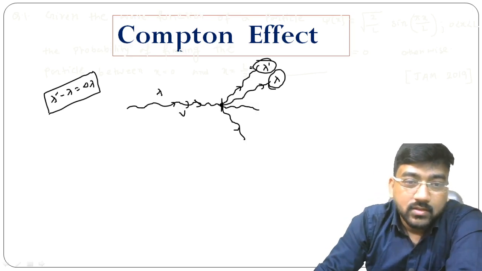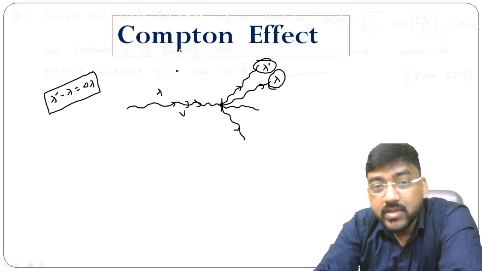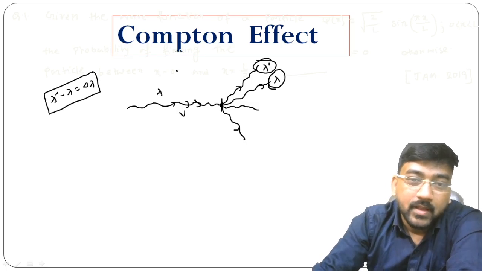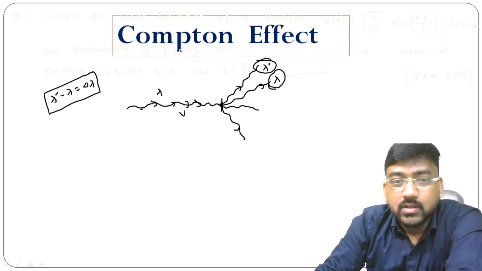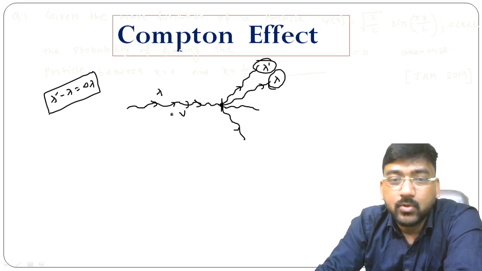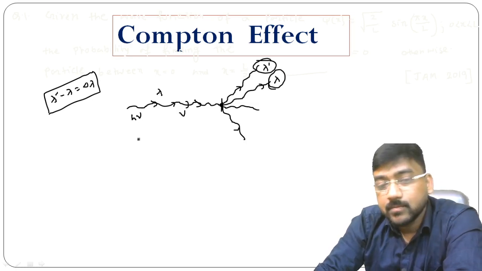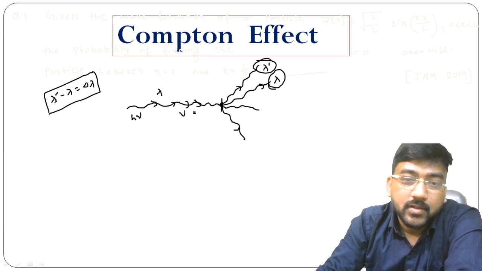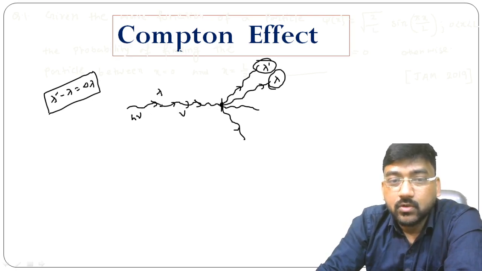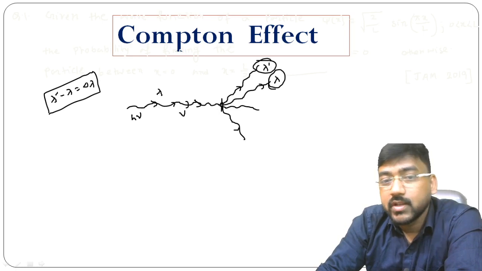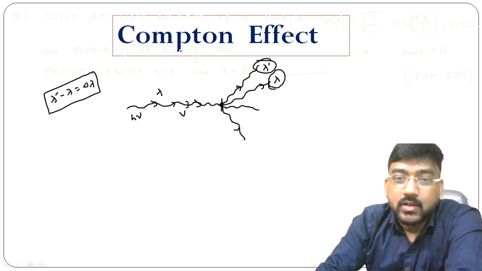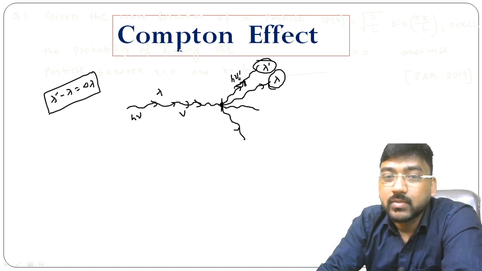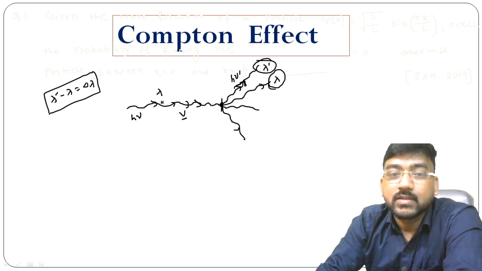In that case, Compton explains this phenomenon by using the particle aspects of radiation, and he assumed that this electromagnetic wave or this radiation is a stream of photon particles having energy h nu. So when the particle collides with this electron, he assumed that this is a collision process of photon and electron. When the photon collides with this electron, it will lose some energy and its energy will be decreased. So the energy will be h nu dash, so nu dash will be less than nu, so that lambda dash is greater than lambda.